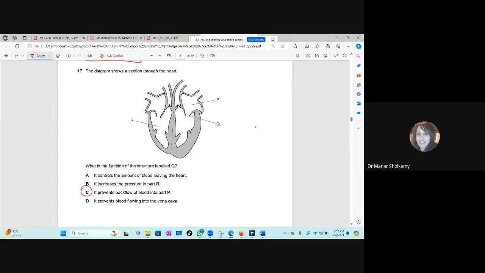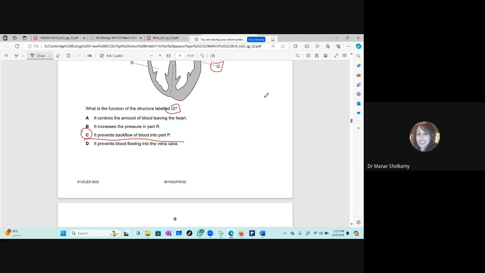So it's C. Okay. Look at C and D. It prevents the backflow of blood into the vena cava. Is this right? This is the vena cava. No, it's here. So it's C. It prevents the backflow of blood into part P because they're asking about Q, valve Q.